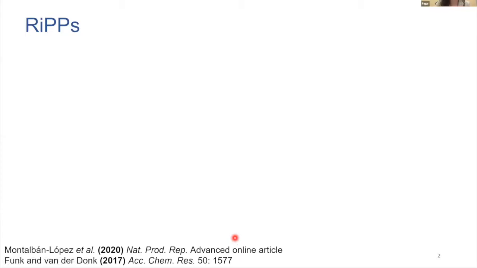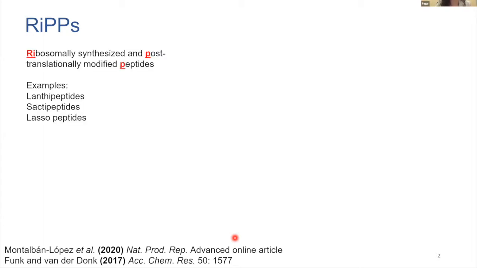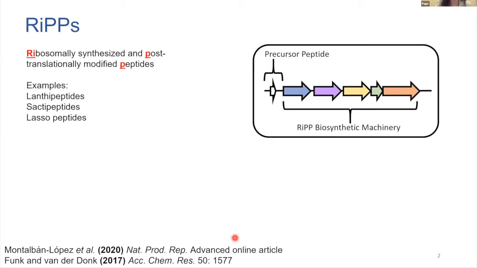One of the large facets of research that our group covers are RiPPs, which are ribosomally synthesized and post-translationally modified peptide natural products. Some examples of these natural products include the lanthipeptides, the thiopeptides, and the lasso peptides. And what makes these systems unique is the biosynthetic gene clusters that encode a precursor peptide that is modified by the biosynthetic machinery that is encoded within that gene cluster.